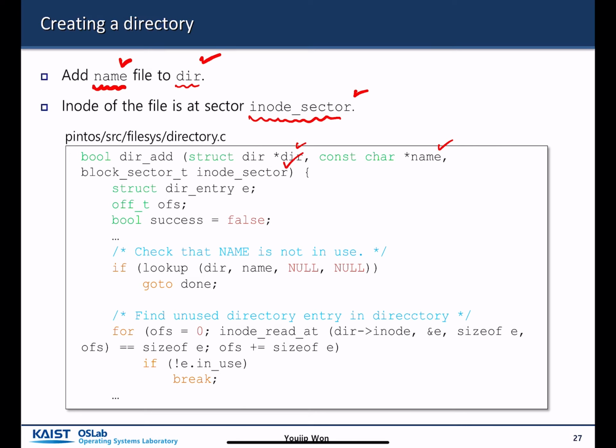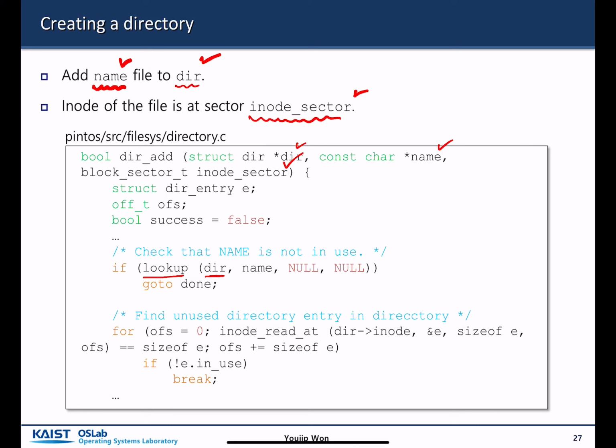The first thing you have to do is look up the directory and check whether a file under the given name already exists or not. If it exists, then the creation attempt should fail.